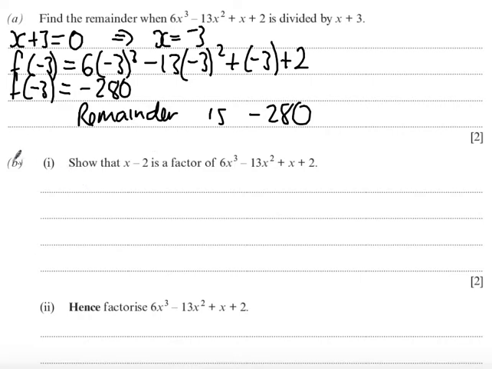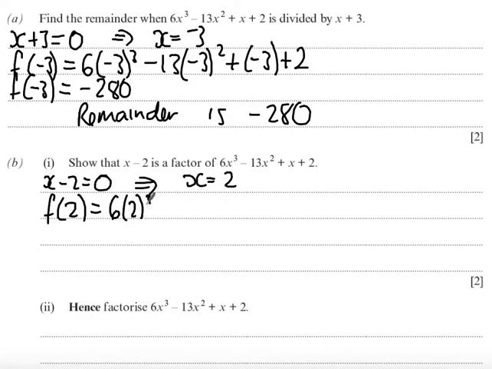Okay, part B part I says show that x minus 2 is a factor of this expression. So again, I say x minus 2 equals 0, and I want to find what x value I can put into the factor theorem. So I'm going to put x equals 2 into the function. This should be equal to 0 if x minus 2 is a factor.